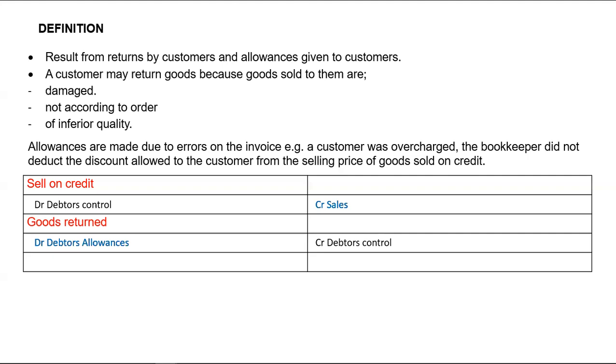Now, I normally get this question: what happens if you bought goods for cash? Are you allowed to return goods? The answer is yes, you are allowed to return goods. When you purchase goods for cash, you are allowed to return them. But obviously, you need to keep the original slip of the purchase.